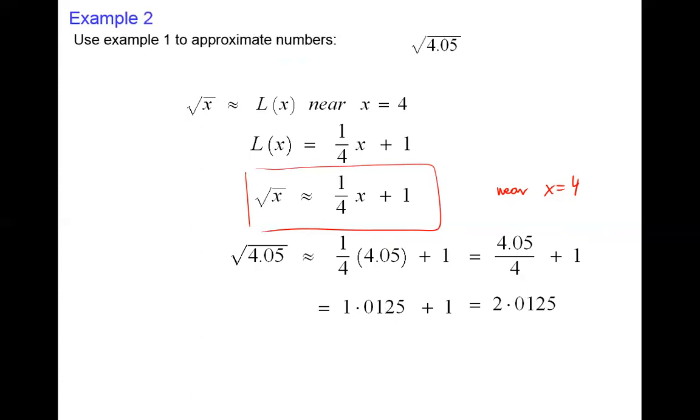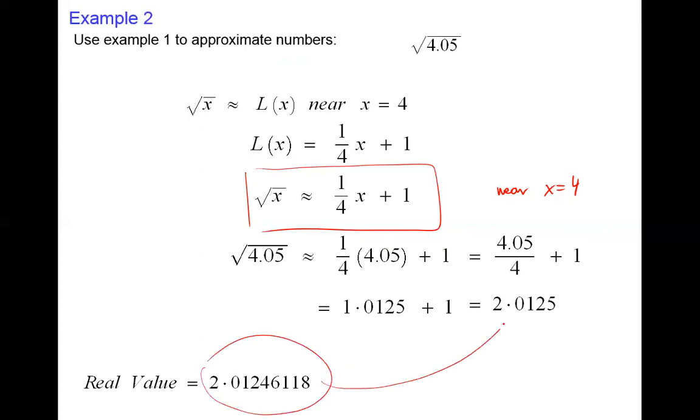And I did use a calculator, so I have the real value. We can see nicely that they are quite close. The original, real value is 2.0124. Our value is 2.0125. That means we overestimated a little bit, slightly, of course. But now the question is why? Why did we overestimate?